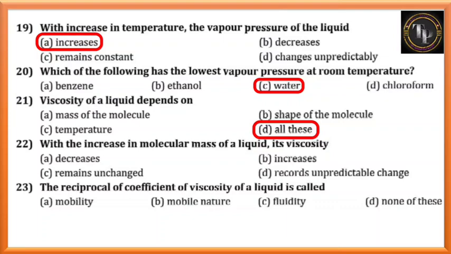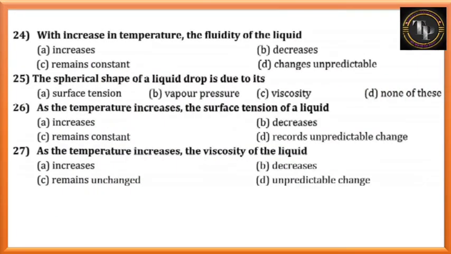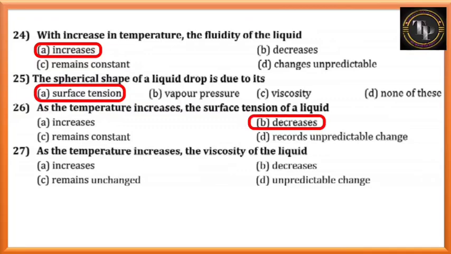With the increase in molecular mass of the liquid, its viscosity increases. The reciprocal of coefficient of viscosity is called fluidity. With the increase in temperature, the fluidity of the liquid increases. The spherical shape of the liquid drop is due to surface tension. As the temperature increases, surface tension decreases. Both are inversely proportional. As the temperature increases, viscosity of the liquid decreases. This is also inversely proportional. Viscosity is inversely proportional to temperature, surface tension is inversely proportional to temperature.